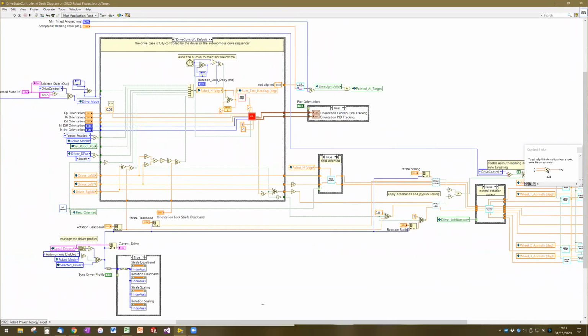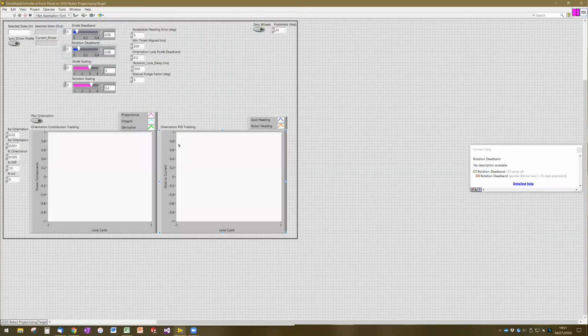And the way that works is that if you look at the front panel here, we've got the deadbands for the strafe joystick, which is that magnitude of the X and the Y together. And then also the deadband for the rotation joystick, the scaling, this is the exponent, so the scaling for the strafe and the scaling for the rotation.